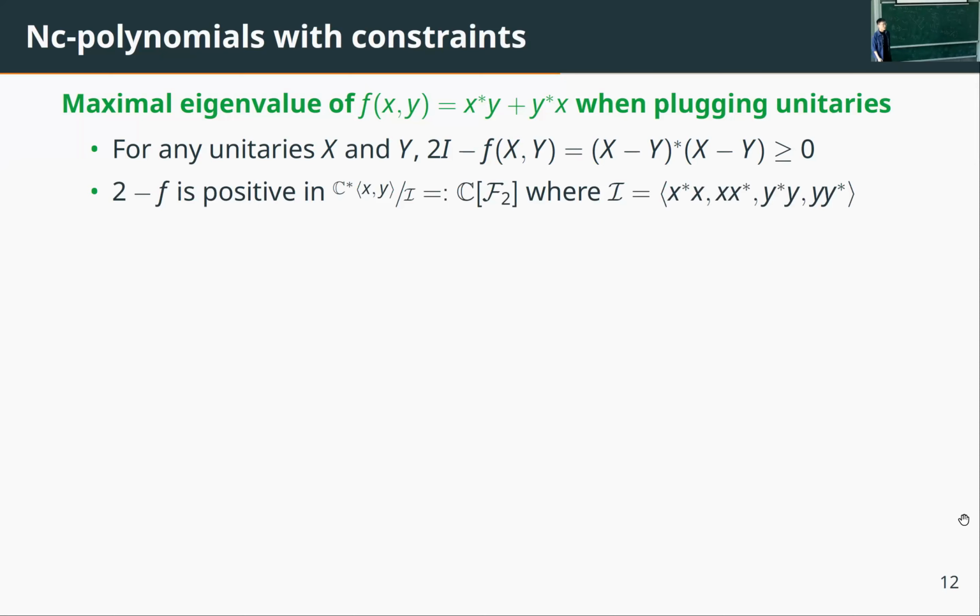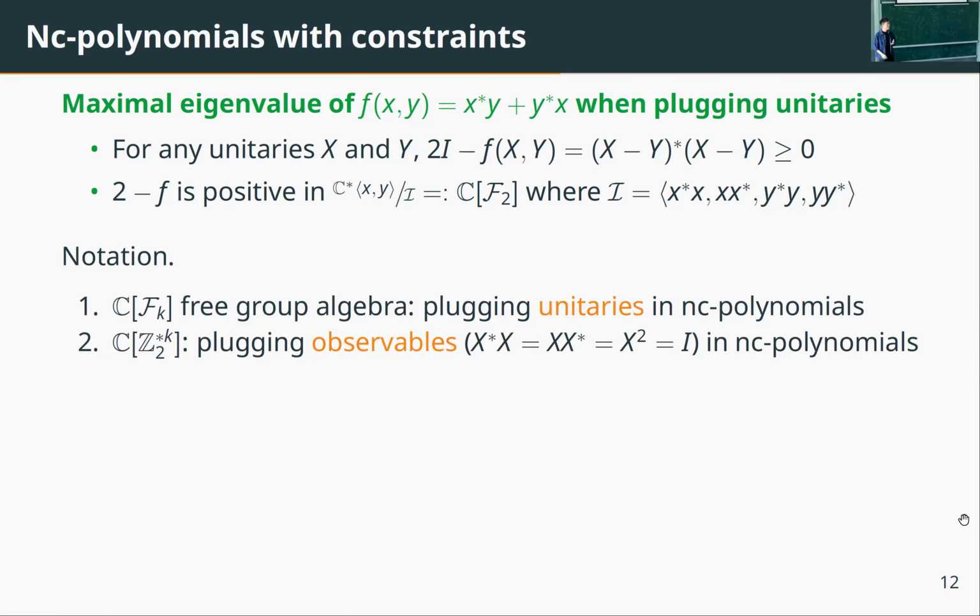In the language of star algebra, this means that 2 minus this non-commutative polynomial f is positive in this quotient algebra. This is the free algebra quotient by the two-sided ideal generated by your constraints. Now our constraints are x star x, x x star, y star y, y y star are all identity.